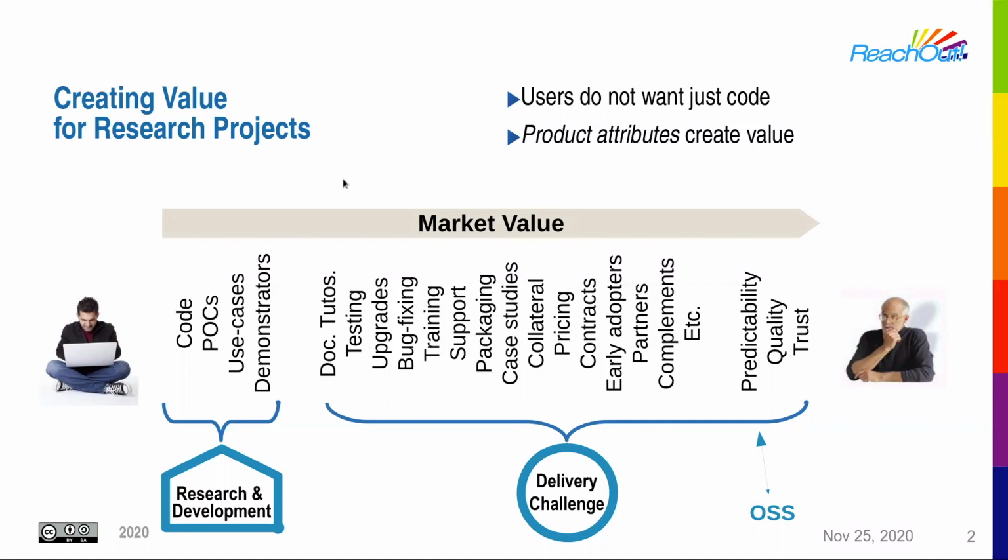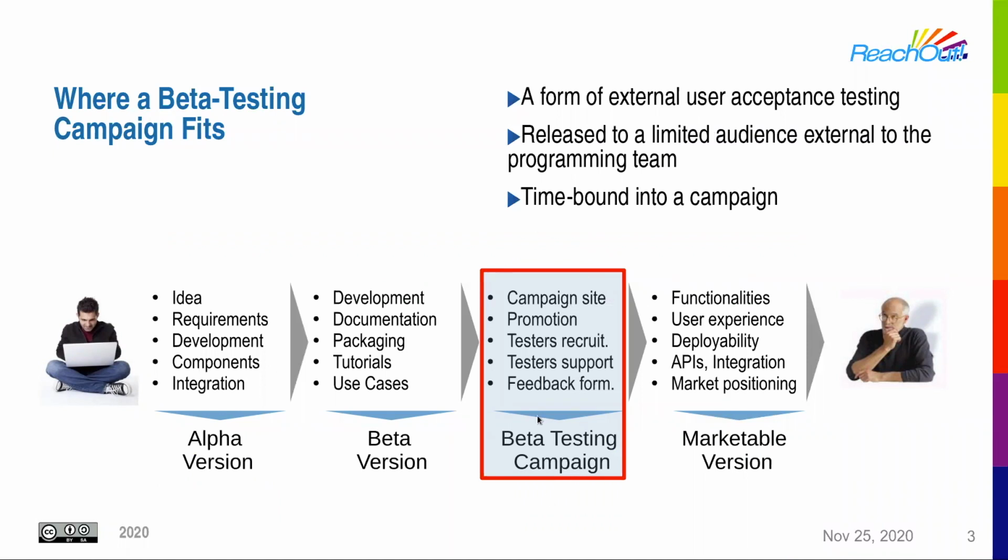I will not go in detail through them now. And so beta testing is actually a key phase in the software development cycle. So after the initial alpha version, the beta version is ready to be tested by external end users over some short period of time. This is what the beta testing campaign is all about.